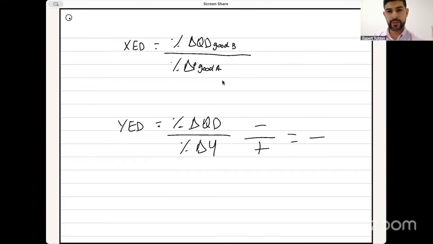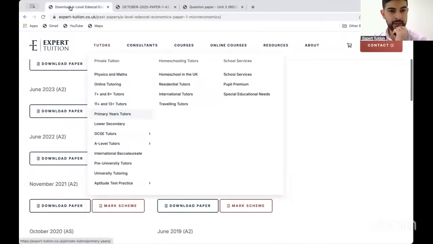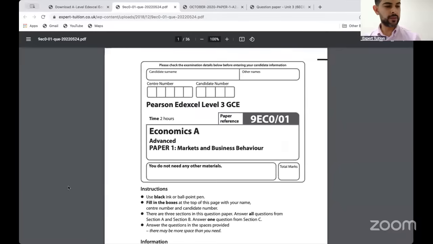Let's do a far more difficult 8 marker, which on the surface level looks okay, but is a bit of a weird 8 marker. So it is June 2022. Next track's all about coffee and coffee beans and all that fun stuff. Right.